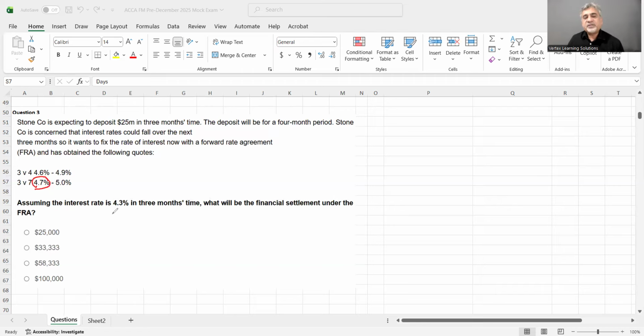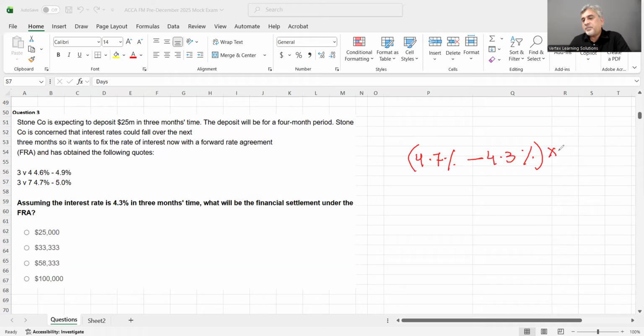Assuming the interest rate is 4.3% in 3 months' time, what will be the financial settlement under the FRA? Remember that 4.3% is always for 1 year. So what is happening? Let me do it with the pen. I lock the contract at 4.7%. The market interest rate is 4.3%. So I am happy because I locked the contract at a higher interest rate. I am a depositor, so I'm happy actually.